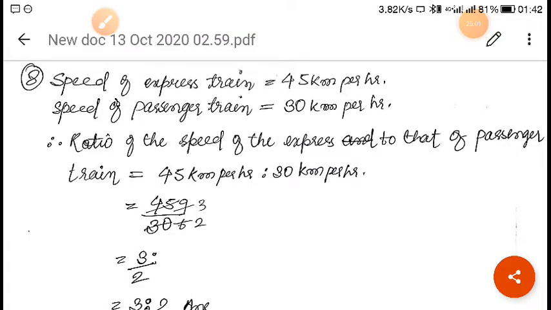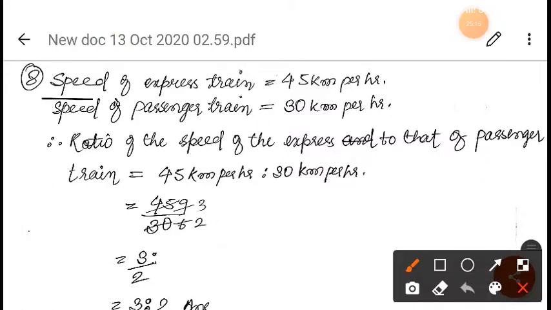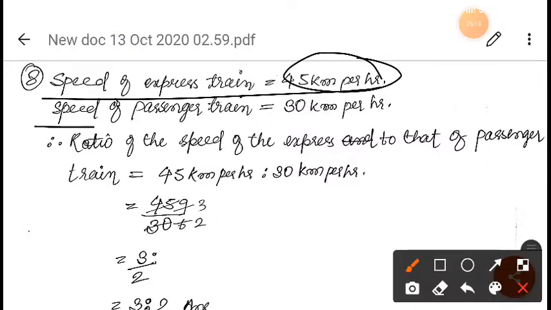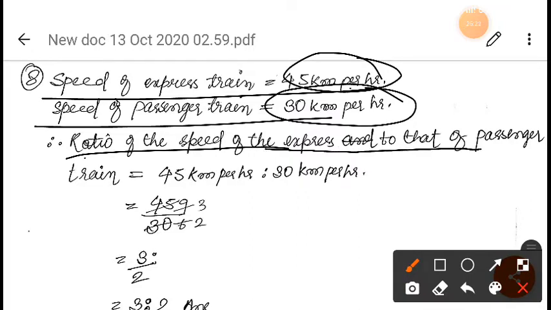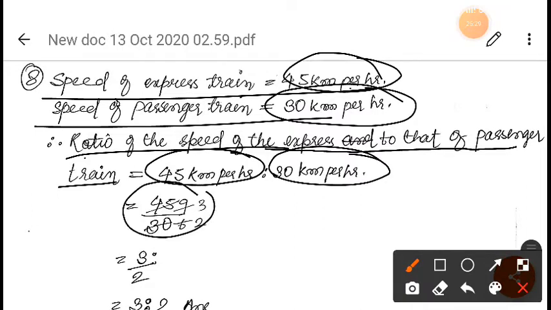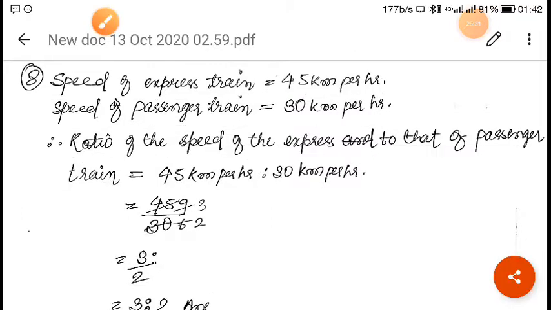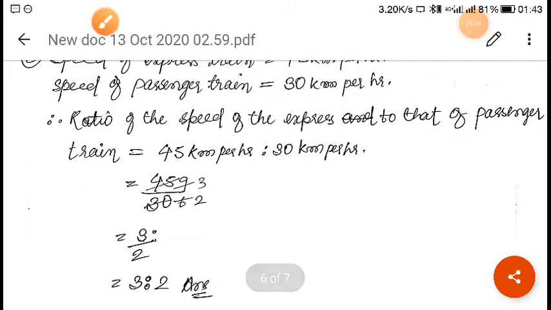An express train travels 45 km per hour while a passenger train travels 30 km per hour. Find the ratio of the speeds of the express train to that of the passenger train. As you can see, the speed of the express train is this, and the speed of the passenger train is this. So the ratio of the speed of the express to that of the passenger train will be 45 km per hour to 30 km per hour. So what we will do, 45 divided by 30, we will get 3 by 2, which will be 3:2. Right? Easy, right? It is also very easy.